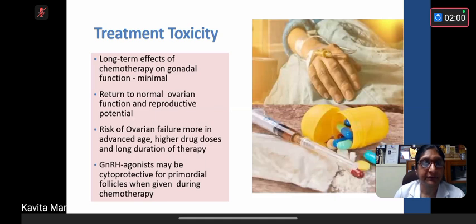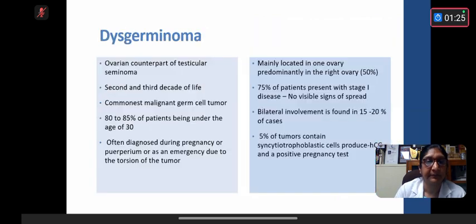So long-term effects of chemotherapy on gonadal function should be minimal. Sometimes, and most of the times actually, there's return to normal ovarian function after you stop the chemotherapy drugs. Risk of ovarian failure is more with advancing age, high drug doses, and long duration of therapy. You can also use some chemoprotective drugs like GnRH agonist, which is given throughout during the chemotherapy cycles, because this will have a protective role on the primordial germ follicles. And once the chemotherapy is stopped, then the ovarian reserve becomes normal.